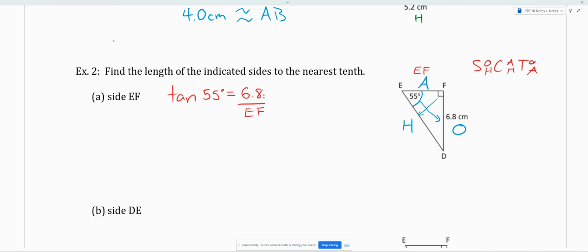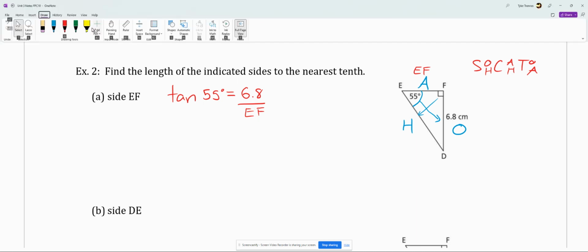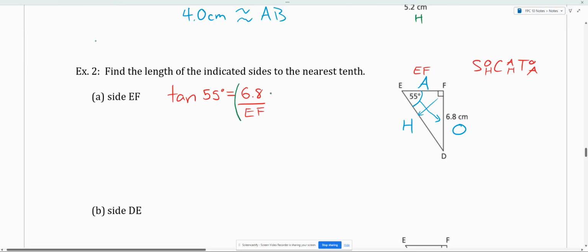I need to isolate this, but to do that, I need to get rid of this 6.8. Now, because we're dividing by the unknown, by the EF, we're going to need to get that up on top. We cannot solve for a variable or a missing side when it is in the bottom of a fraction. So we have to do a little bit of manipulation here using algebra. I'm going to multiply both sides this time by EF. Okay.